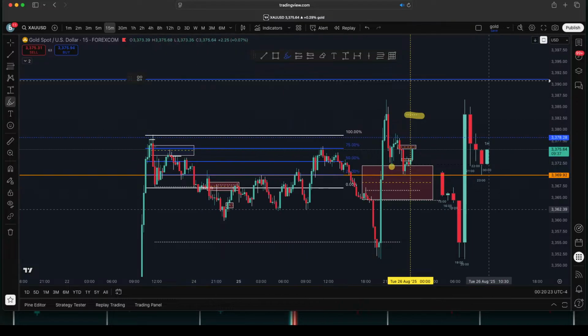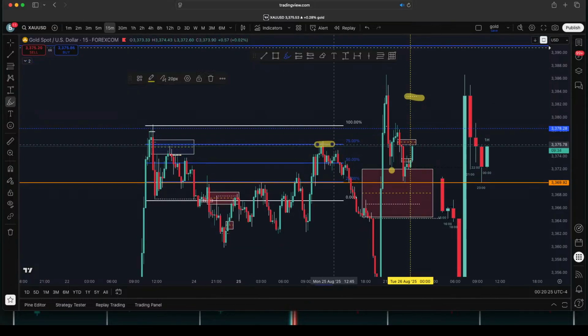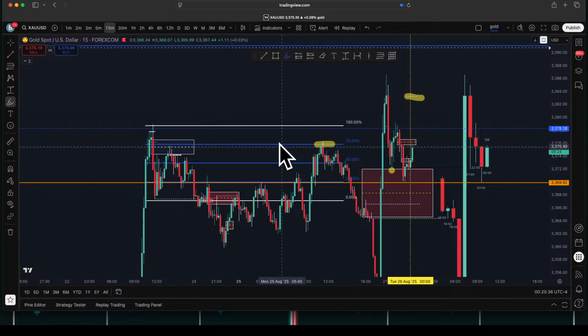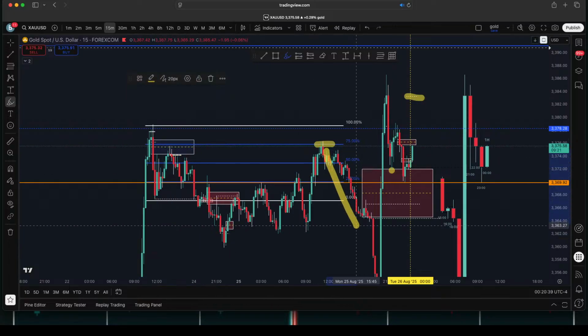You see how it got rejected right here at the 75? What happens is it did the same thing. Look, it made lower highs, and then eventually made higher highs, and it went up to the 75% of the range, and then it did come down.